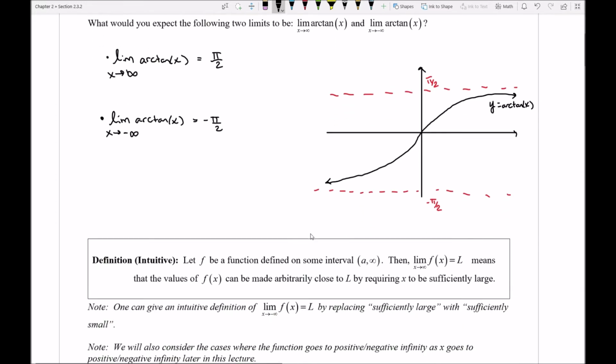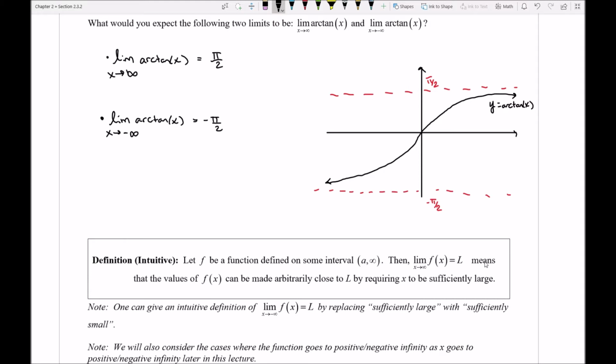Now, let's take a look down below at this intuitive definition, and we can see that it matches up with the idea that we have here. Suppose we have a function, like the arctangent. It's defined on some interval, starting at some value off to infinity. So there's a graph that exists from some point over, so that it actually makes sense that there's a path we can follow as we move out towards infinity. Then we'll say that the limit of our function as x goes towards infinity will turn into a number.